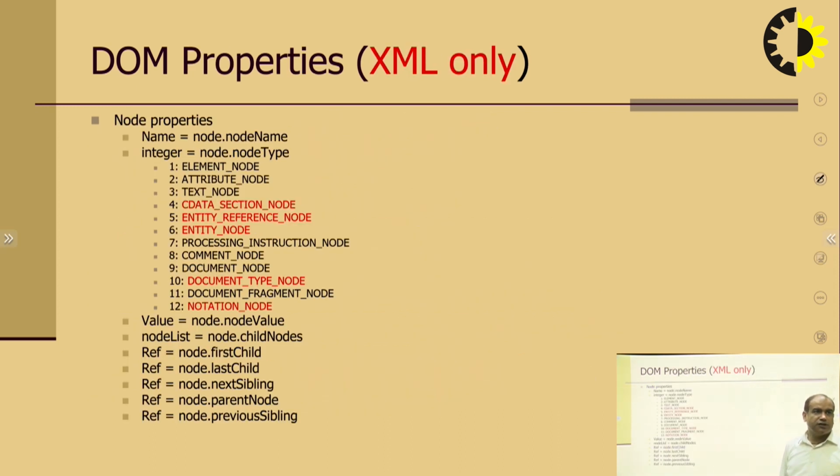by beginners. If I talk about the DOM properties, those are used in XML only. These properties are name, nodeName, and an integer value. In the integer we have to define the node type: either element node, attribute node, text node, CDATA, entity reference node, entity node, or processing instruction node. All these are defined here, and these are the DOM properties that we can use.